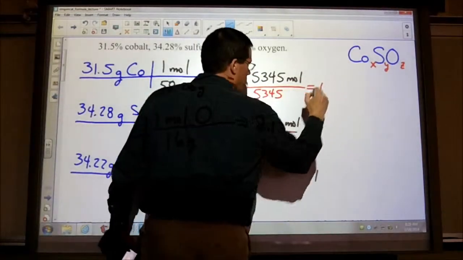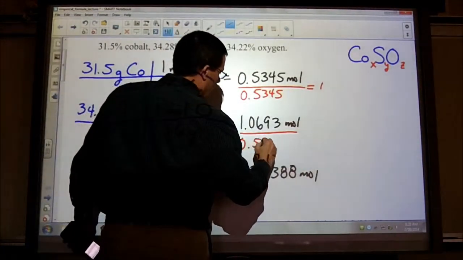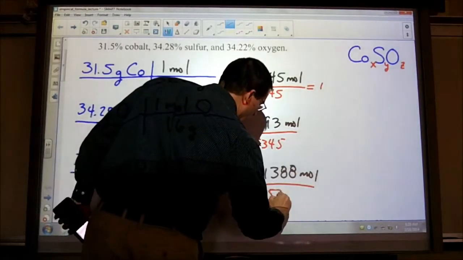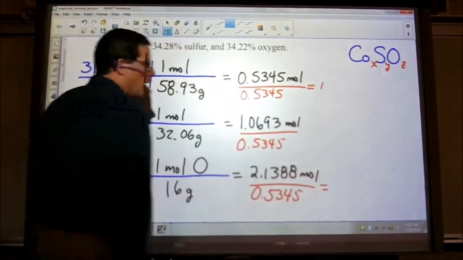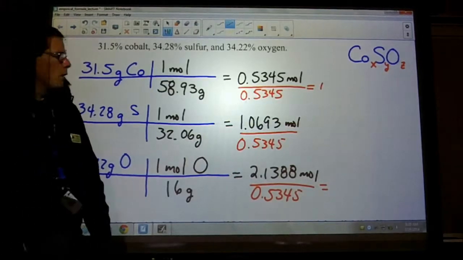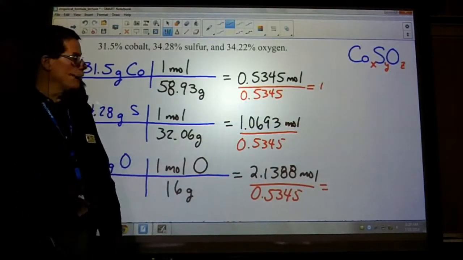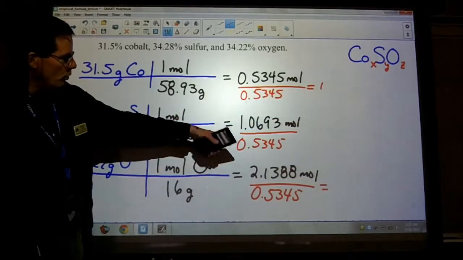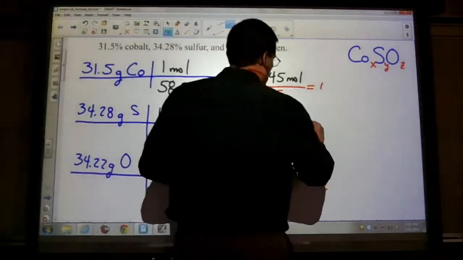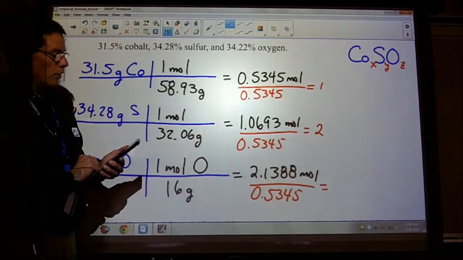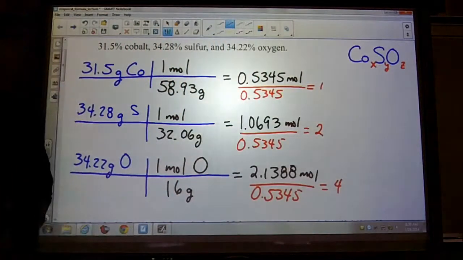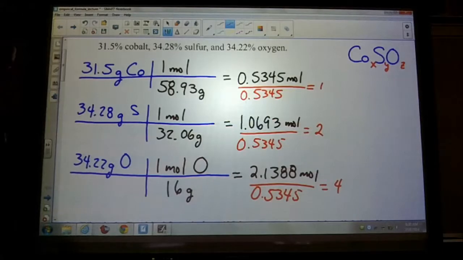So that I can do in my head. That's a 1. 0.5345, and then we'll do 0.5345. Okay, so we're actually finding out what the ratio is by getting our values to the smallest whole number ratio. Now again, these have to be whole number values. So looking at that, is that a 2? So 2.0, there's 3 zeros there. So that is a 2. And that one is 4, 4.00. So here we go. That looks a little better for us to understand.